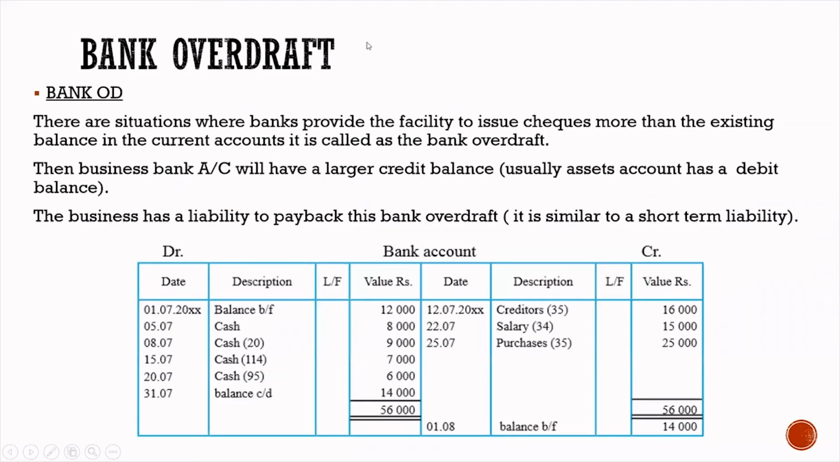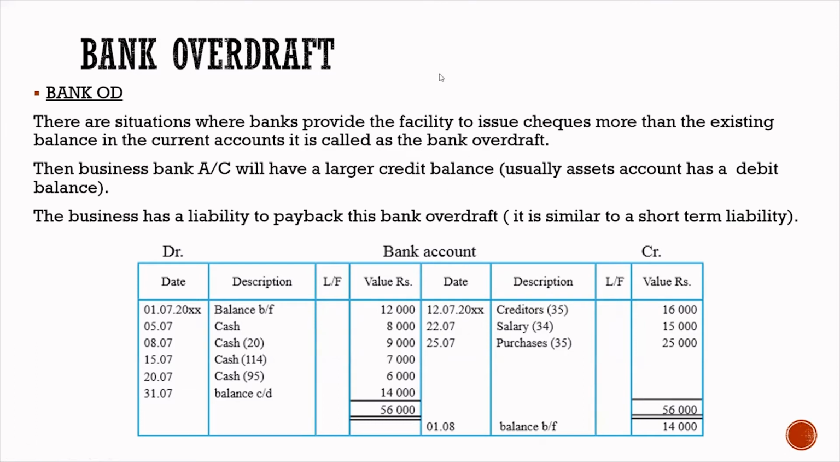Next, we are going to discuss the bank overdraft facility, the bank ODs. There are situations where a bank provides the facility to issue checks more than the existing balance in the current account, which is called a bank overdraft. Since we are doing our business well, and since the banks also need to help us, they are giving us an overdraft facility. That is, we can issue checks more than the value we have in our account. Then the business bank account will have a large credit balance.